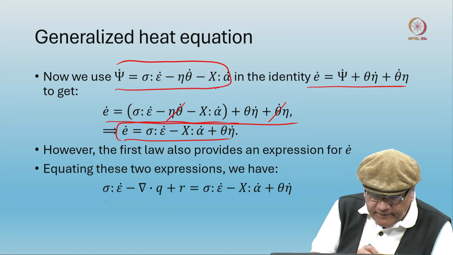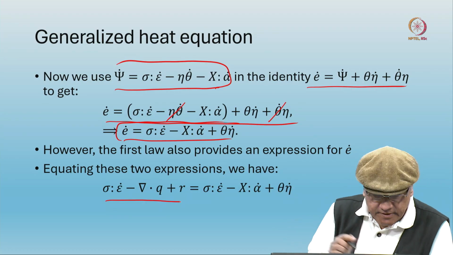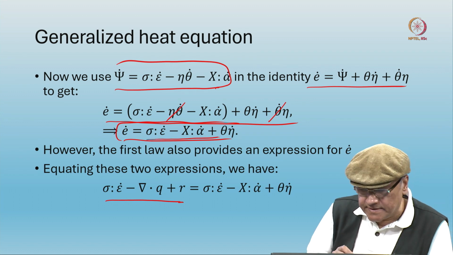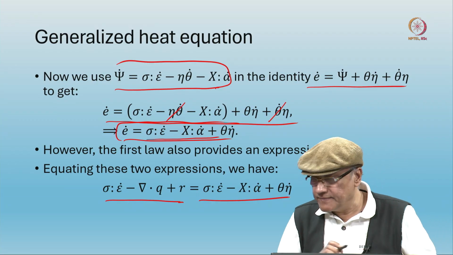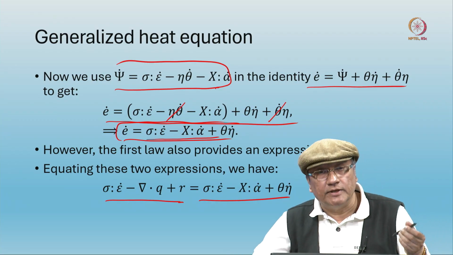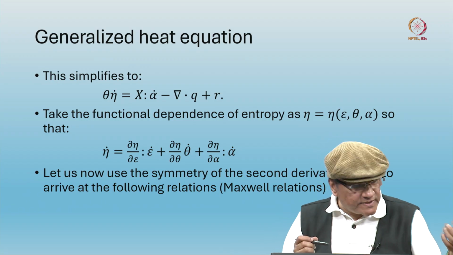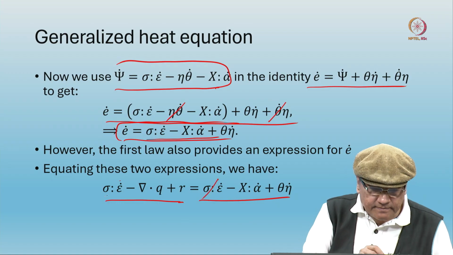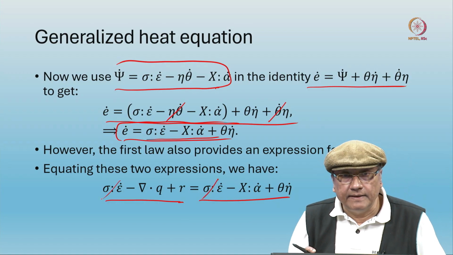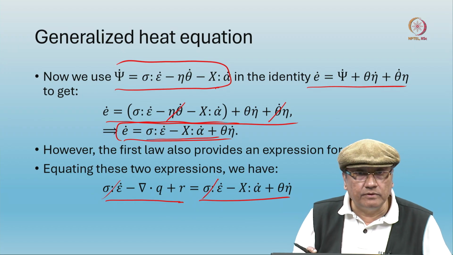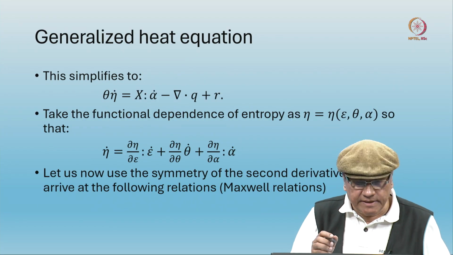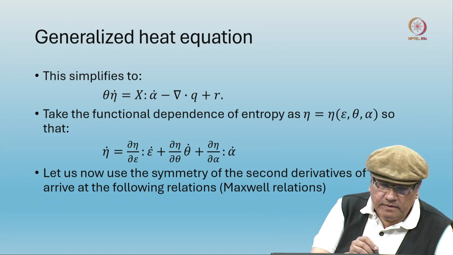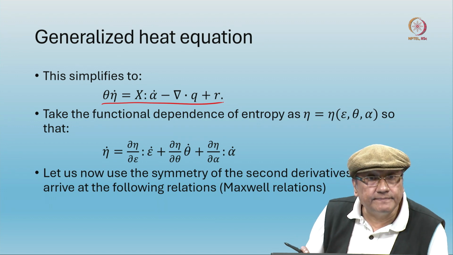So then, instead of E dot, you have the right hand side of the first law, which is this, equals the right hand side of this identity, which is this. So far it should be clear, these algebraic steps, the manipulations, that is all. Now if you simplify this last relation, because this will cancel, and then properly write it, theta eta dot you write on the left hand side and the rest you push to the right hand side, then you have this.